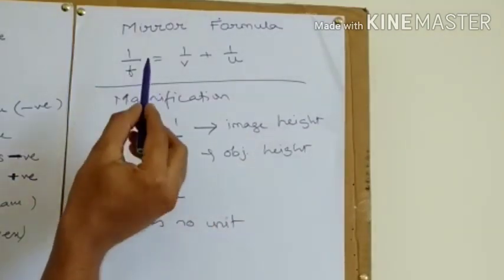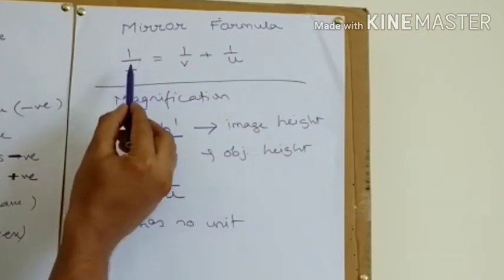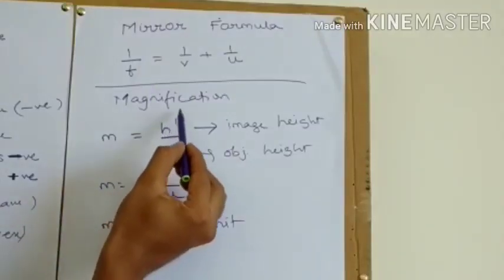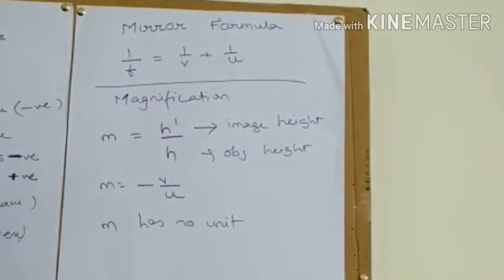Focal length will have a unit. SI unit of focal length will be meters. SI unit of v and u will also be meters. SI unit of h dash and h will also be meters. So all the lengths that you measure will be measured in meters. Magnification, as it is a ratio of similar quantities, will not have any unit.